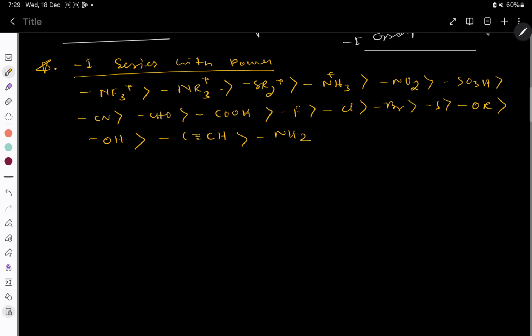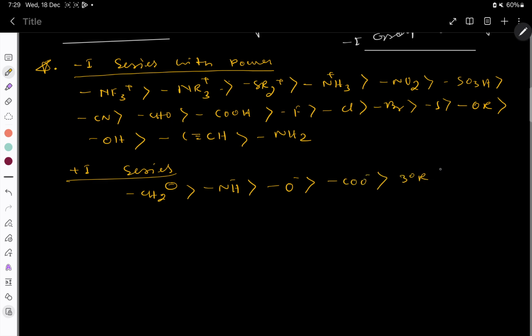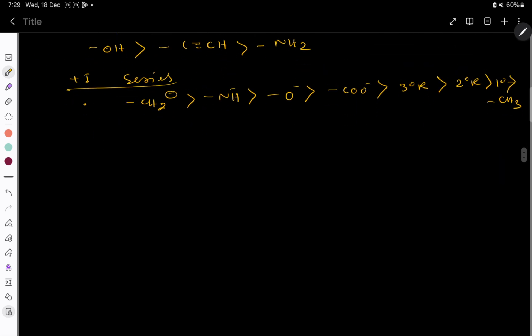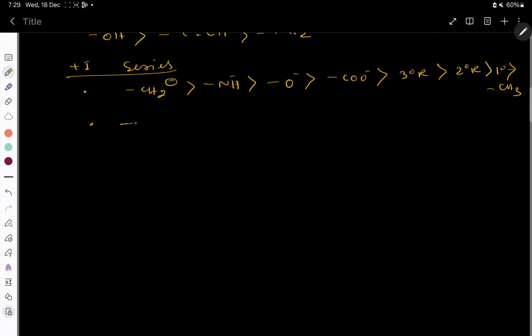And here I'm also writing the plus I group or series. Here the first is CH2 minus, then NH minus, then O minus, then COO minus, then 3 degree alkyl, then 2 degree, then 1 degree, then CH3 methyl group. And you have to remember one more thing here, that is the isotopes of hydrogen. Tritium shows more plus I effect, then deuterium, then hydrogen.